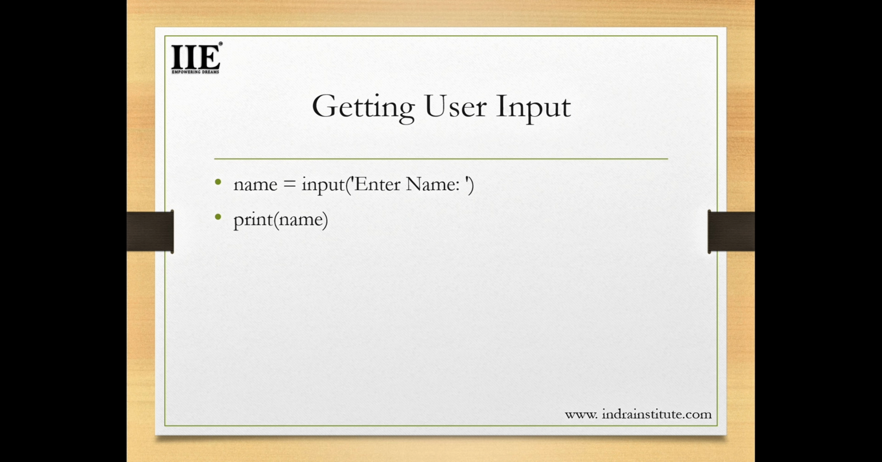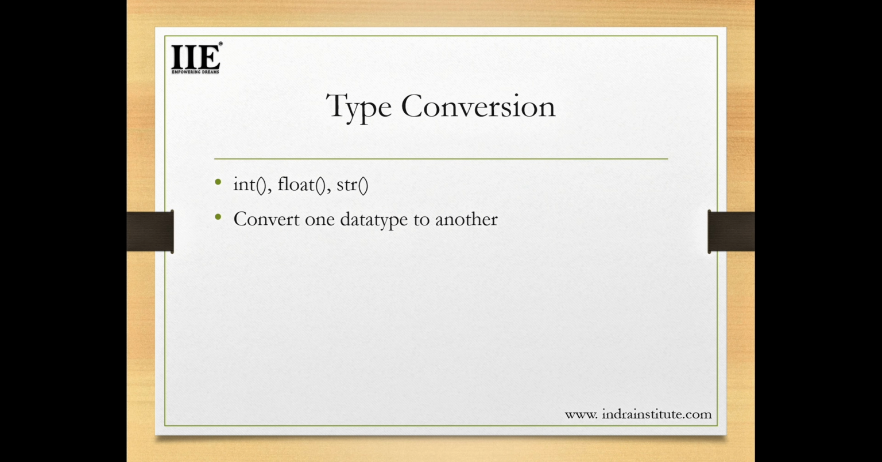Type conversion. Sometimes we need to convert one data type into another. Python provides int, float, str. Example, let's assume age equal to double quotes 20. Age equal to int of age. Now the string value becomes an integer. Type conversion is useful when accepting user input and performing calculations.